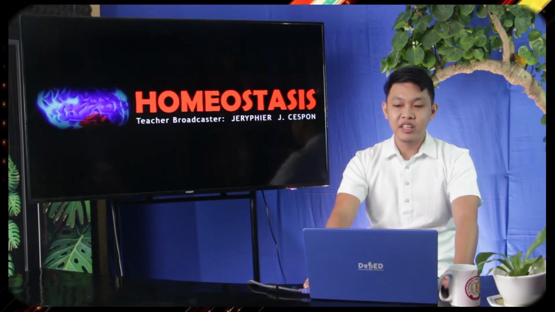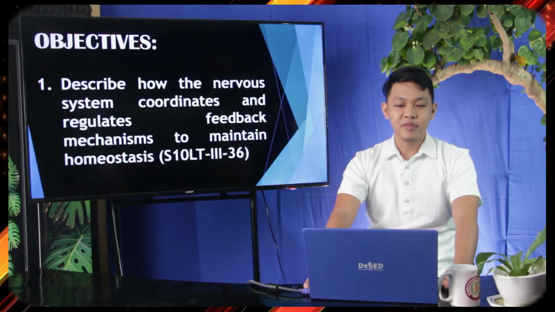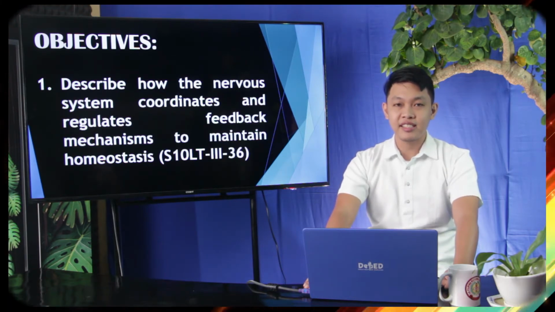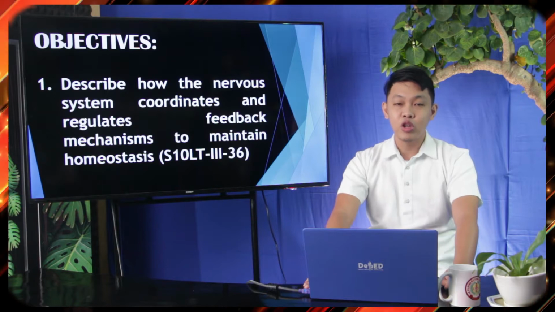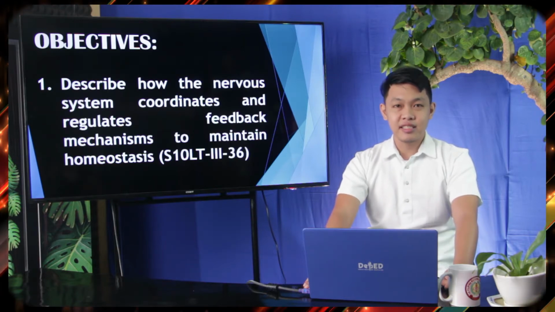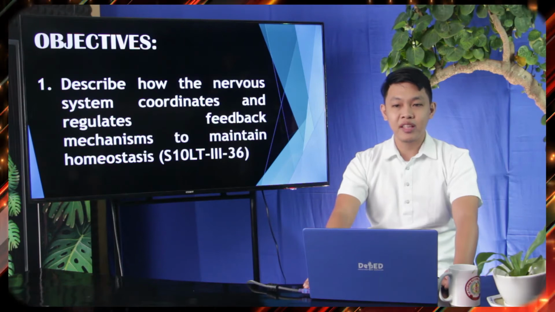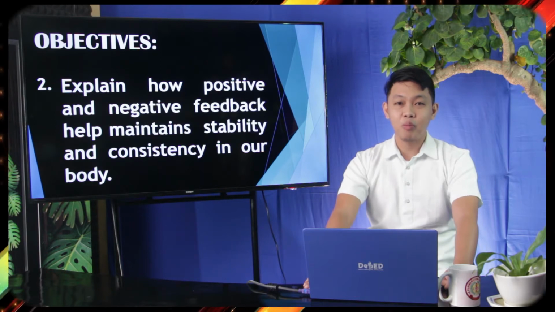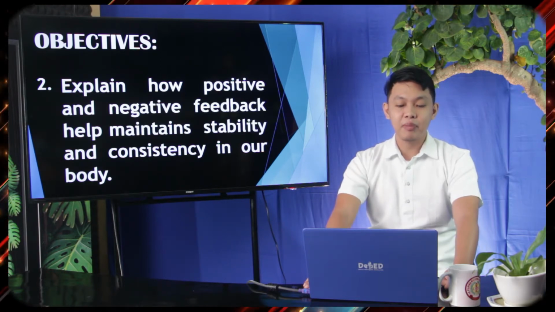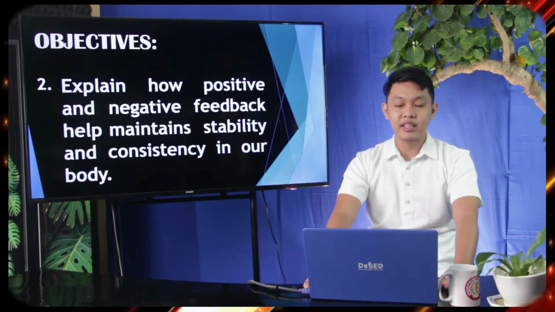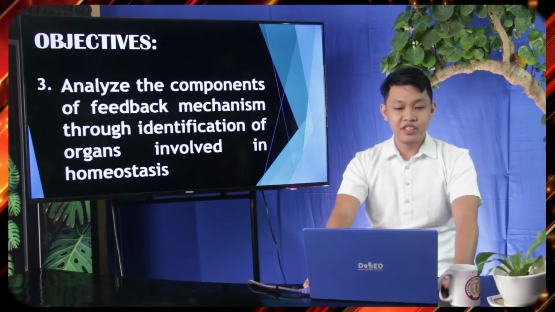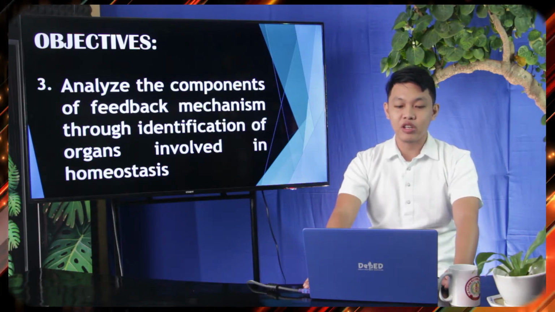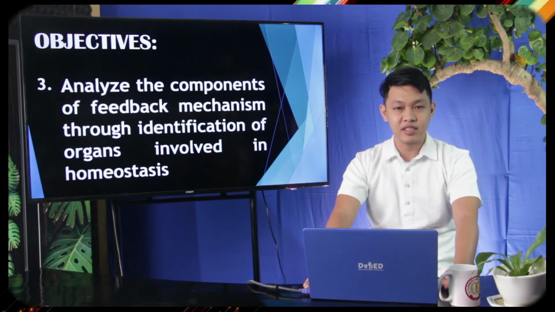Before we proceed, here are the objectives. Number 1. Describe how the nervous system coordinates and regulates feedback mechanisms to maintain homeostasis. This is also our most essential competency for today. Number 2. Explain how positive and negative feedback help maintain stability and consistency in our body. And third, analyze the components of the feedback mechanism through identification of organs involved in homeostasis.